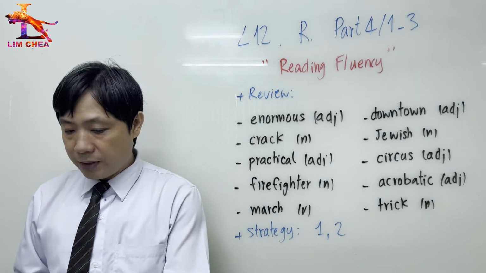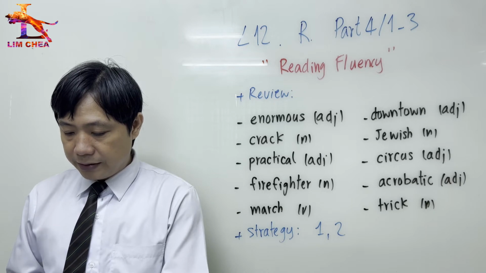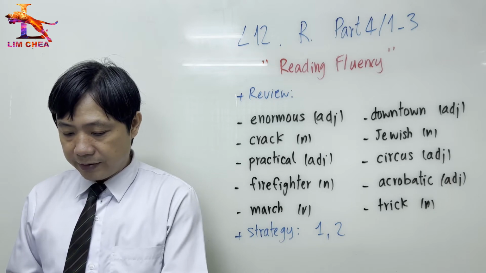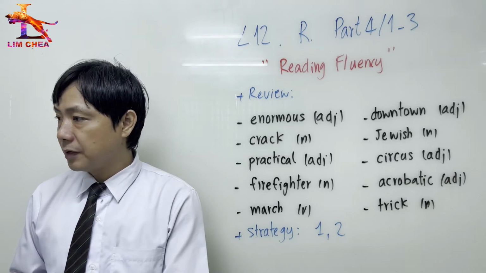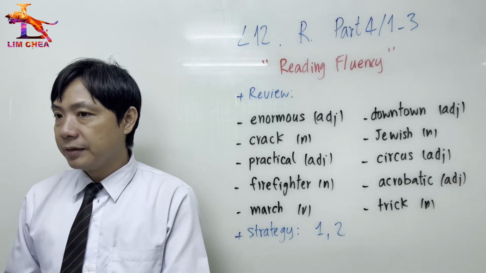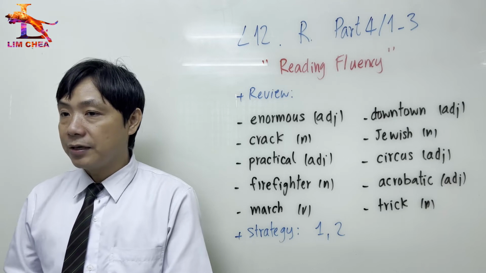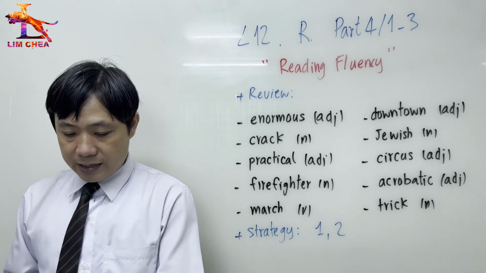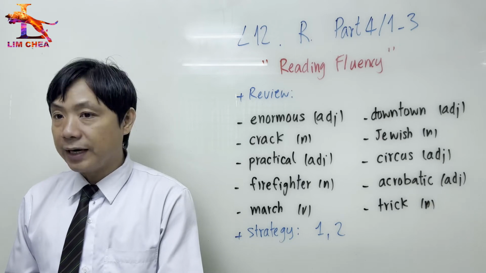First one is enormous. It means to a very great degree or extent, considerably. We can say huge, immense, vast, massive. Very, extremely big, right? We cannot evaluate them, we cannot measure them. Example: quality of life varies enormously from one place to another.